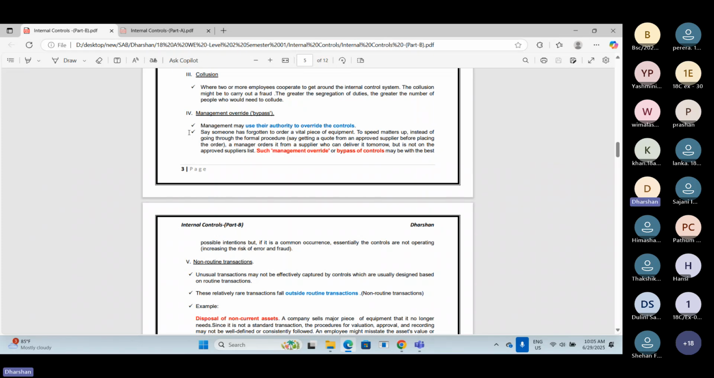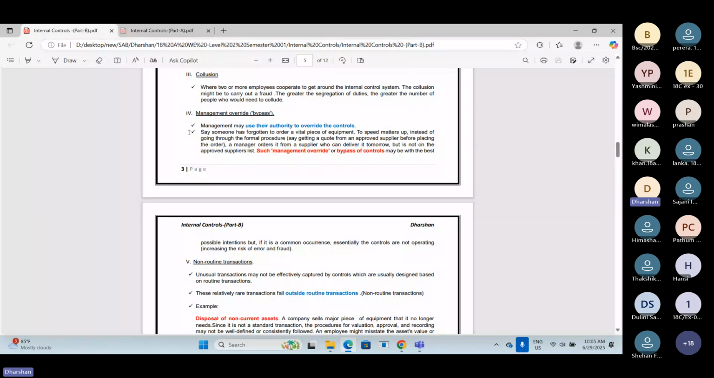The company has a set of internal controls. What are the internal controls in the purchase process? One of the internal controls is that they should make the purchase from the approved supplier list. Okay, that's the internal control. So in this situation, you can't select from the approved supplier list.